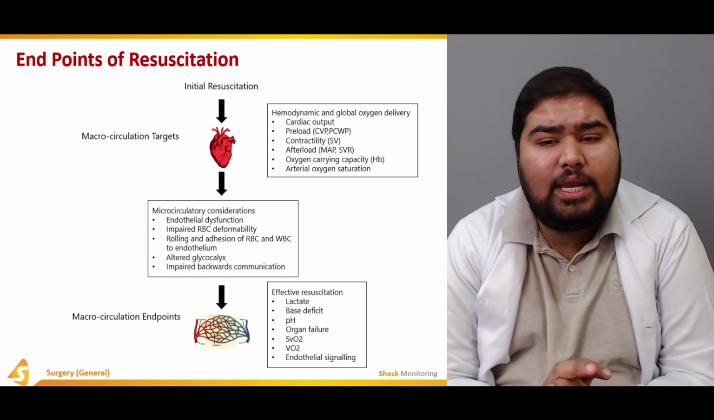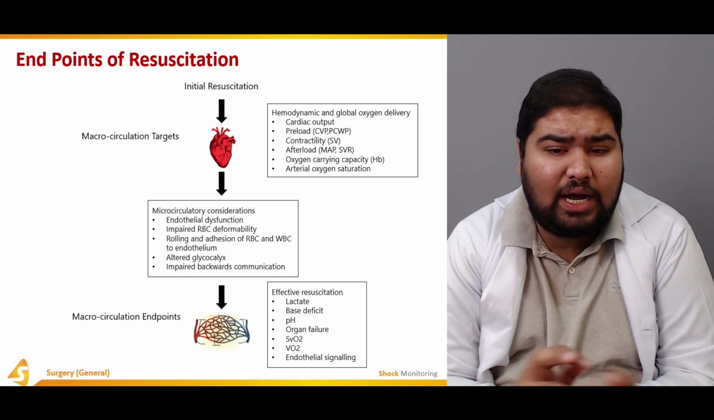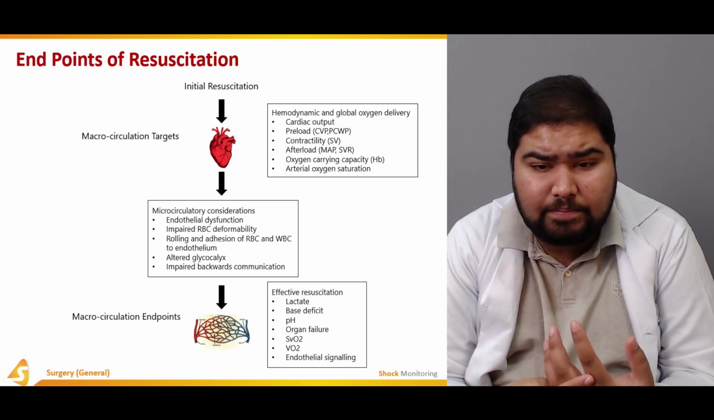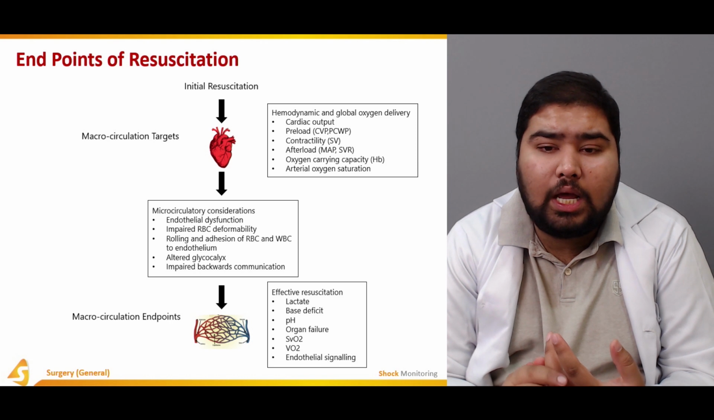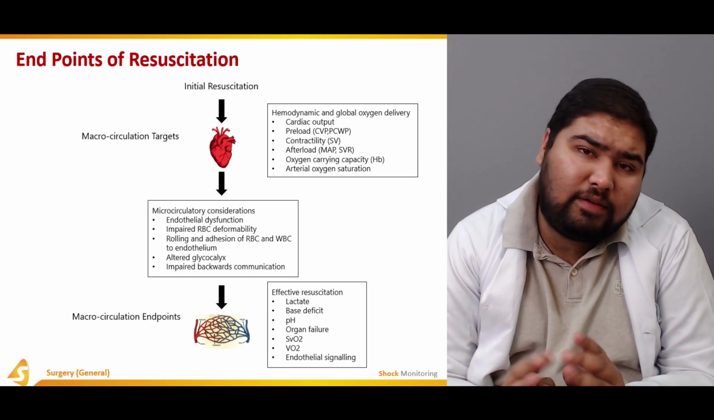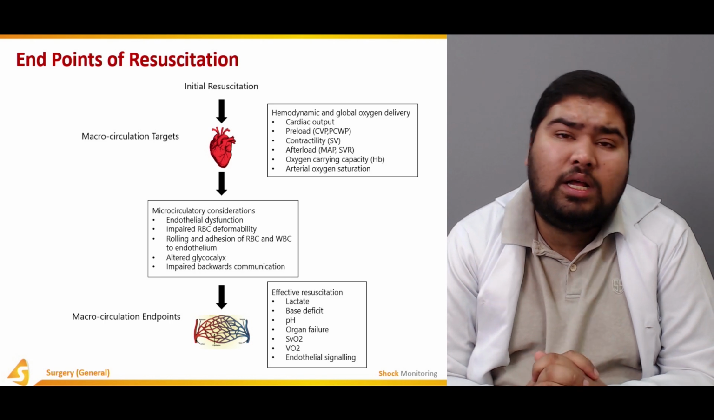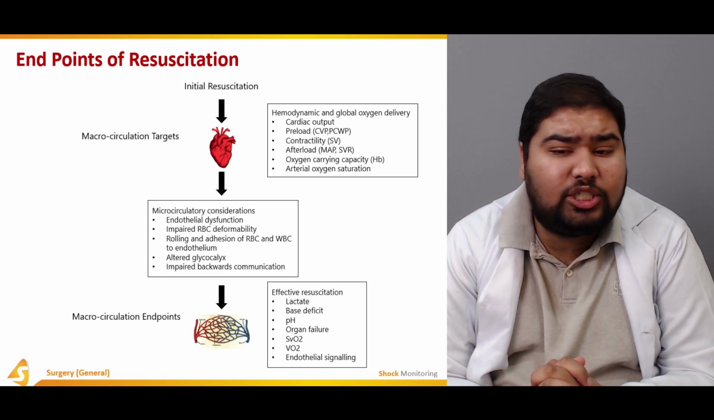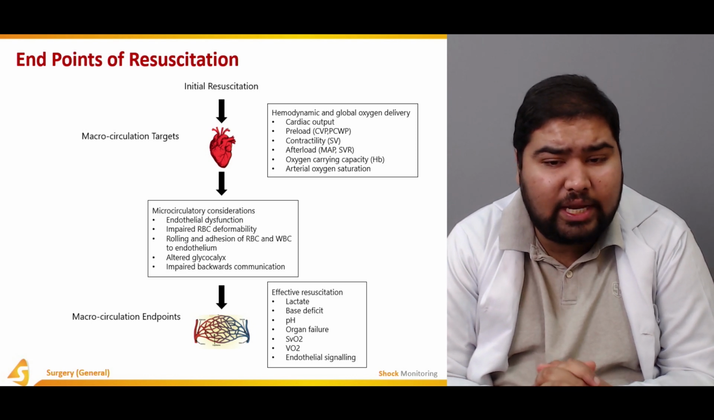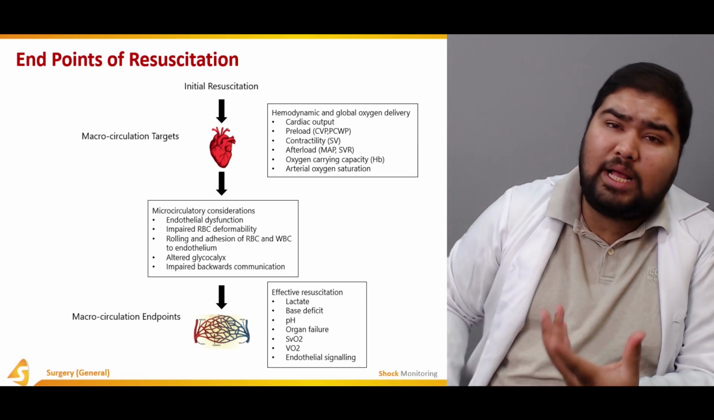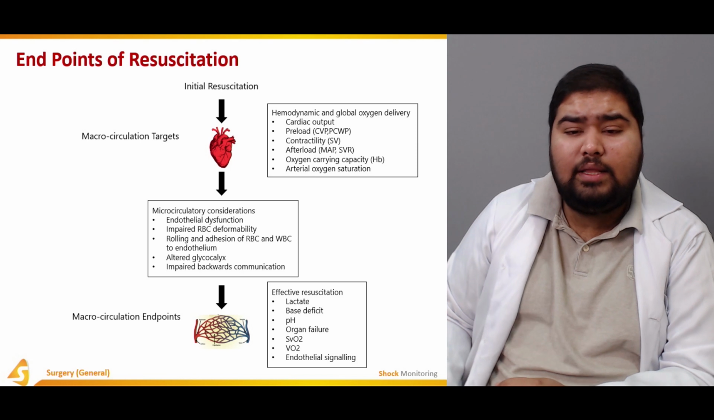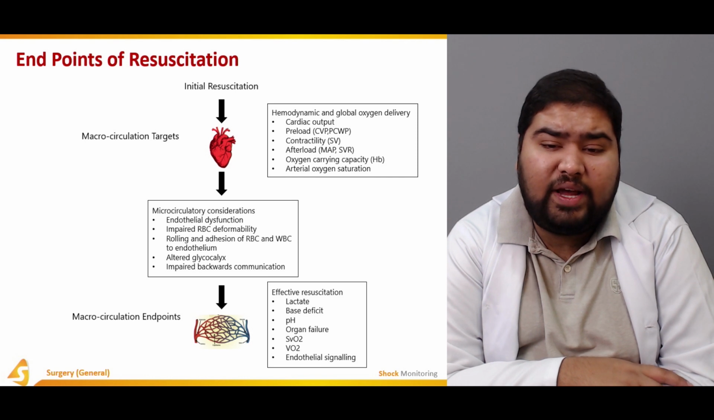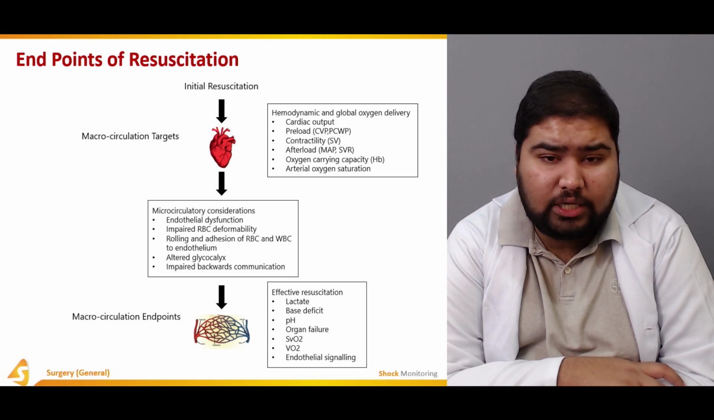Now, the microcirculatory considerations that you should consider are the endothelial dysfunction that would occur if the blood supply is disrupted, the impaired RBC deformability, because if the RBC is not getting sufficient ATP, it would lyse. Then the rolling and adhesion of RBC and WBC to the endothelium, because a damaged endothelium becomes sticky and they roll and attach to it. There's altered glycocalyx, and finally we have impaired backward communication.